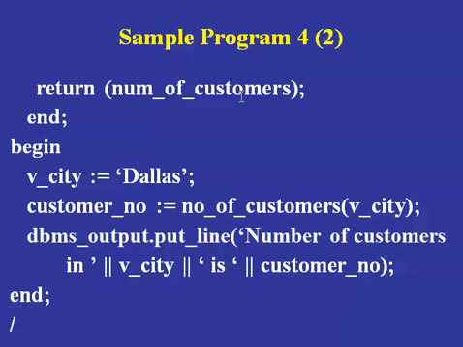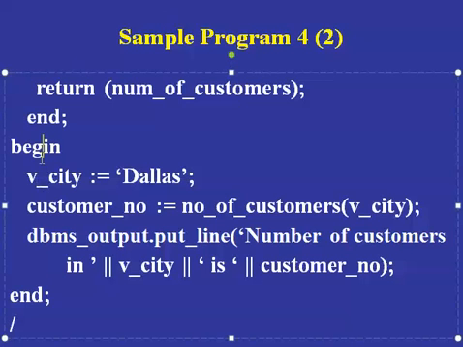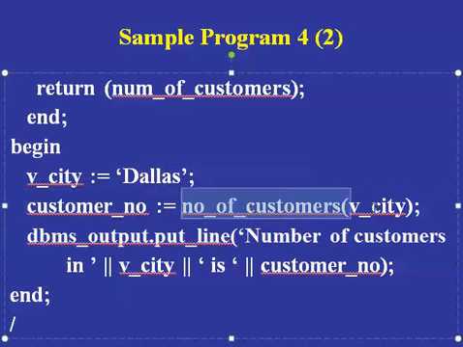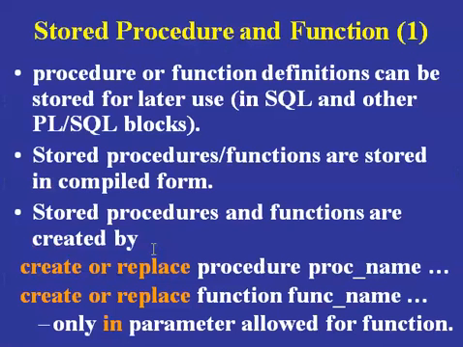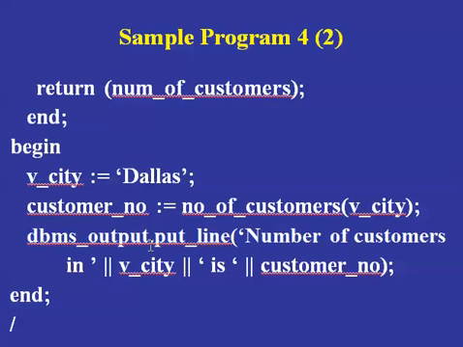So this is similar. So here, this is the beginning of my main program. So I'm assigning Dallas here, and then this is the way that I will get the information, and then I'm executing the function. But remember, this function will return something, which in this case is a number, and then I display the number of customers in that city. And in this example, we did not have the exception.